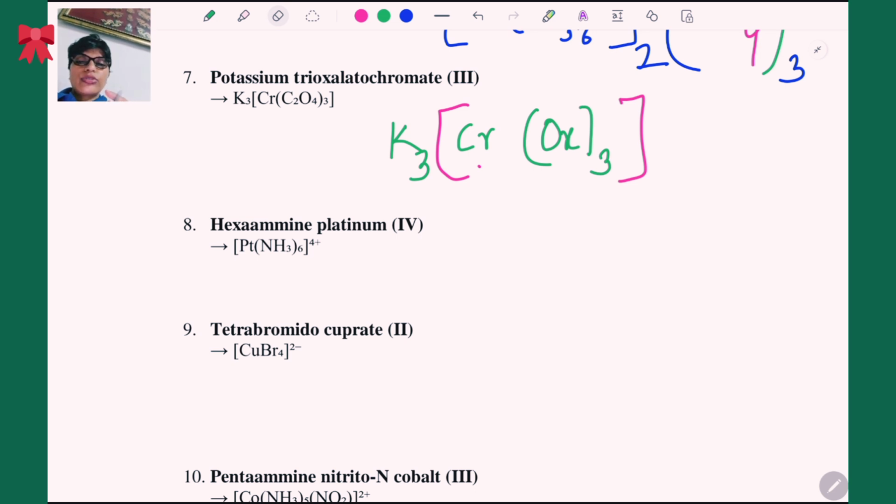Got it? As you can see here, instead of writing OX, we can also write it as C2O4. This C here what you have written. So instead of writing the OX, you can also write it as C2O4.